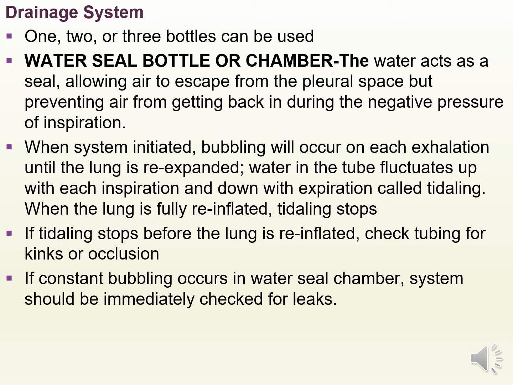When the system is first initiated, bubbling occurs with each exhalation until the lungs are re-expanded. Water in the tube will fluctuate up and down with each inspiration and expiration. This is called tidaling. When the lung is fully re-inflated, the tidaling stops. If the tidaling stops before the lung is re-inflated, the tubing should be checked for kinks or occlusions. If constant bubbling occurs, the system should be checked for leaks.